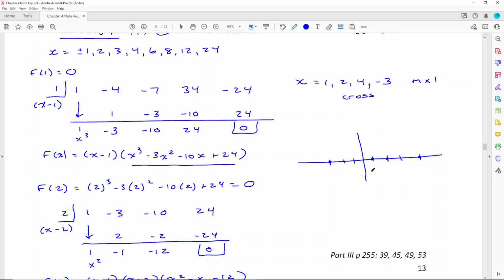So all of these have a multiplicity of 1, which means I'm going to cross the x-axis at every single x-intercept. So I'm going to start in quadrant 2, and I'm going to cross the x-axis, cross the x-axis, cross the x-axis, cross the x-axis. And look at that, I ended in quadrant 1. Yay, I did it right. Whew. So these are fun.